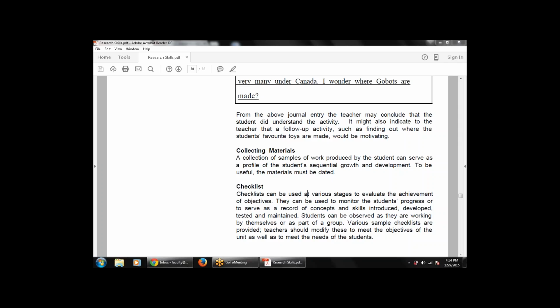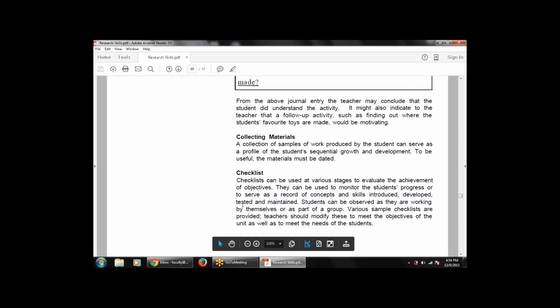So checklists are used at various stages to evaluate the achievement of the objective, whether the achievement is updated or whether it will be achieved or not. That is a checklist. That means I've set the margins after some points. If those points are available, I can tick them in the checklist. So a checklist can be used at various stages to evaluate the achievement of the objectives.